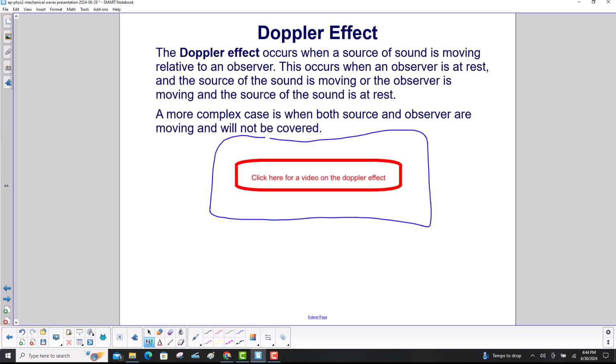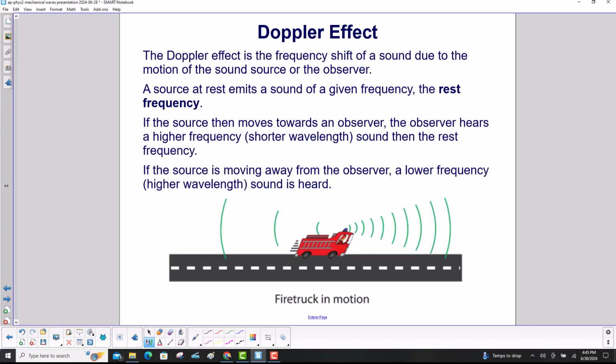Click here for a little video on the Doppler effect. The Doppler effect is the frequency shift of a sound due to the motion of the sound source or the observer. A source at rest emits a sound of a given frequency. We'll call that the rest frequency. If the source then moves towards an observer, the observer hears a higher frequency or shorter wavelength sound than the rest frequency. If the source is moving away from the observer, a lower frequency or longer wavelength sound is heard.